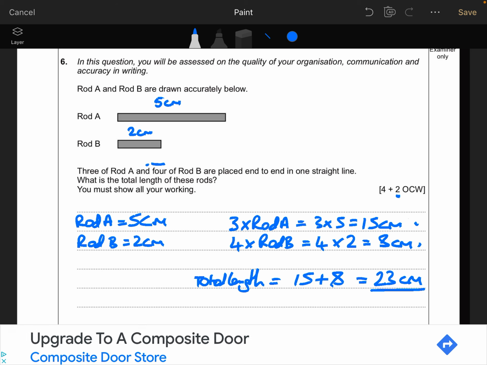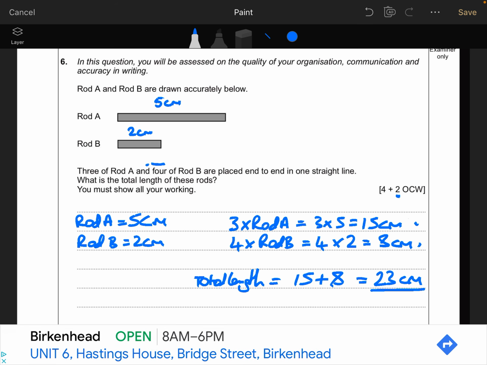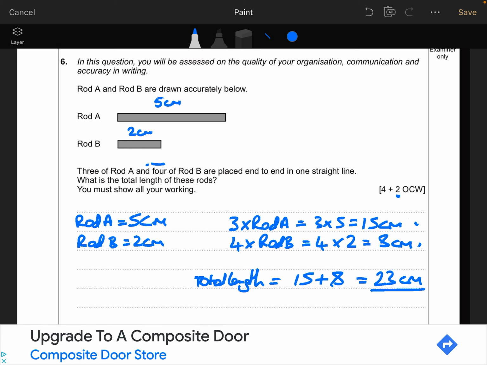And it's only saying that you must show all of your working. So I've given my answer in centimeters. If you converted it to a different unit, that would be okay, but probably you're making life more difficult for yourself by doing something like that. Okay, let's move on.